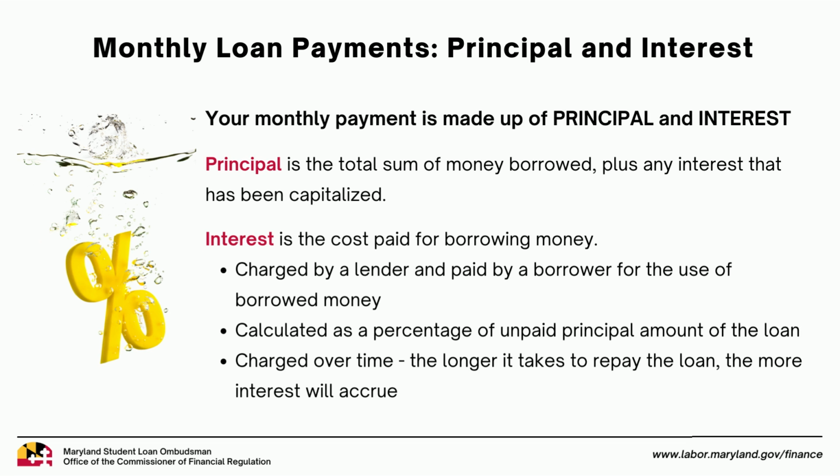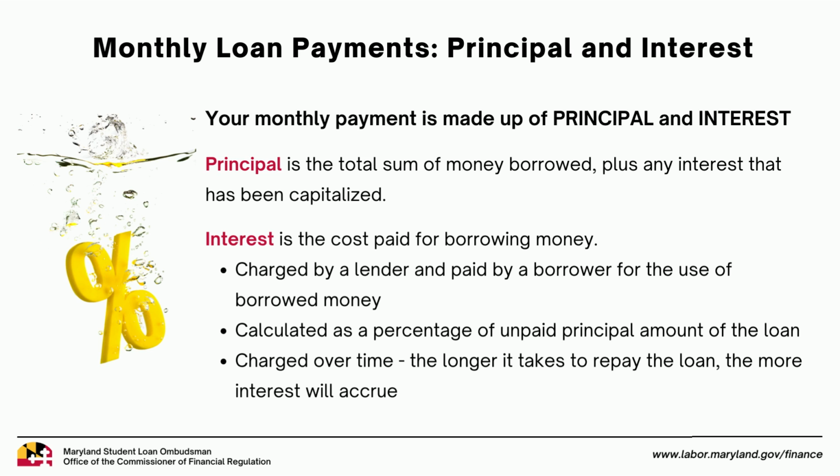Your monthly payment is made up of two parts, principal and interest, which you make in the one payment. Principal is the total sum of money borrowed plus any interest that has been capitalized, meaning any interest that has been added onto your loan balance. Interest is the cost paid for borrowing money. It is charged by a lender and paid by a borrower for the use of the borrowed money. Interest is calculated as a percentage of the unpaid principal amount of the loan. Interest is charged over time, meaning the longer it takes you to repay the loan, the more interest that you will pay.